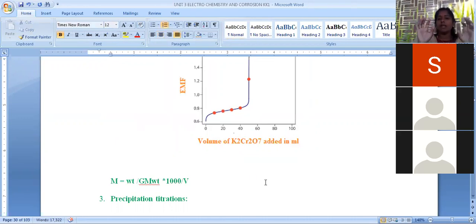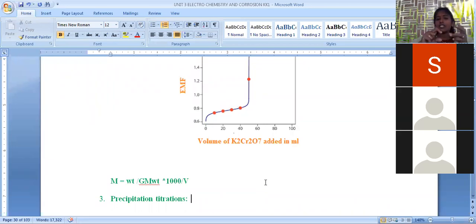What we are doing is simply this: the burette is filled with potassium dichromate solution. In the beaker, we are taking 20 ml of ferrous ion solution. Ferrous is always unstable; its higher oxidation state is ferric ion. So ferrous is oxidized to ferric by adding potassium dichromate solution from the burette. In order to perform the reaction, a small quantity of sulfuric acid is added to the beaker and titrated against 1 ml of potassium dichromate, and we have to measure its EMF value.